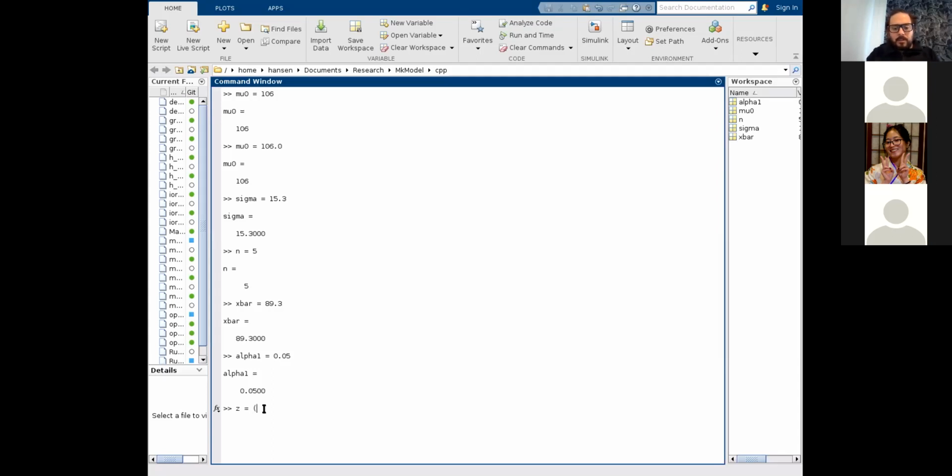It's now simply X bar minus mu0, divided by sigma over the square root of n. This is my Z statistic. I get minus 2.4405. Now I calculate the critical region, and one way to calculate the critical region is to look for the Z alpha. And how do I do that? Well, the way to do this is to take the norminv of alpha.